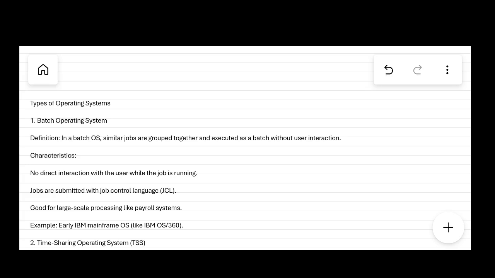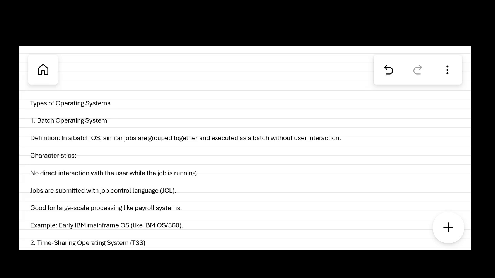Today we are going to learn about types of operating systems. I will explain everything in a very simple way so you can easily understand. First one is batch operating system.